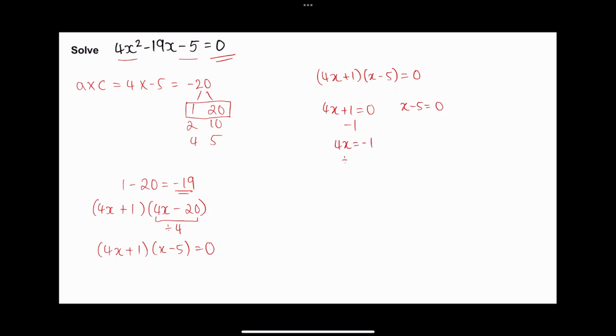Do the same for the other bracket, which should give you a value of x = 5. So now you know x = -1/4 and 5. So now you have solved the equation and found the missing x values.